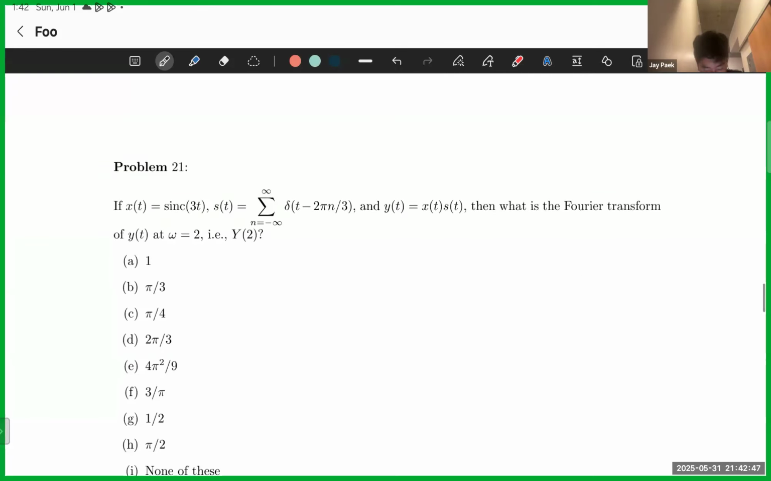If x of t is sinc of 3t, and s of t is an impulse train, oh, what do you know, it's a sampling problem. And y of t is, okay. What is the Fourier transform of y at omega equals 2? Good question. Well, let's think about this.